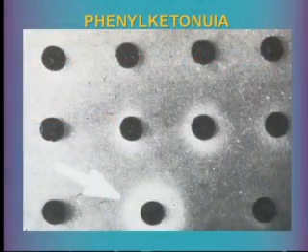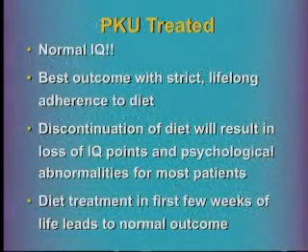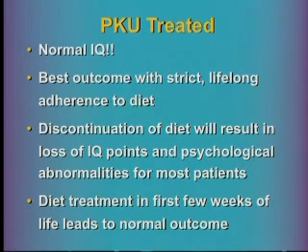This is the Guthrie test for PKU, and if a patient has elevated Phe levels, the bacteria won't grow and there'll be a clear spot around it. If you treat PKU, and this was one of the first things screened for in terms of metabolism, that normal IQ, compared to age-matched siblings, same IQ. Well, not same IQ, but appropriate for their family. Notice I say for their family.